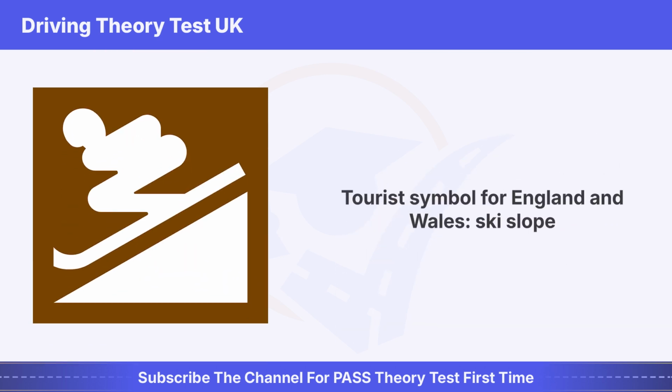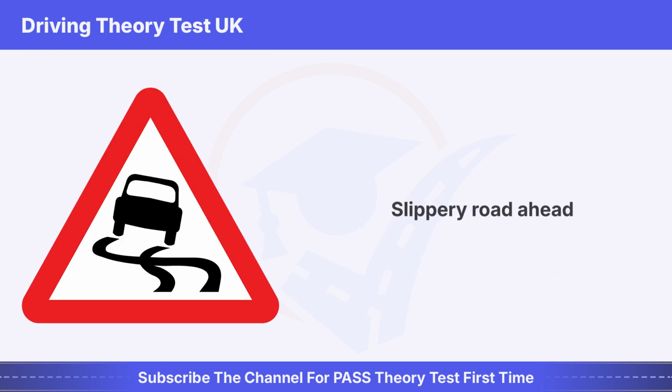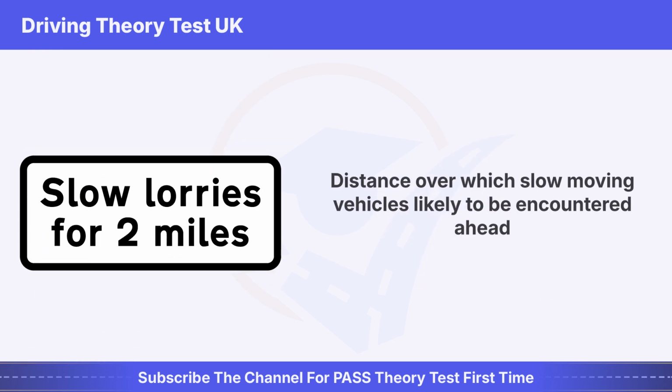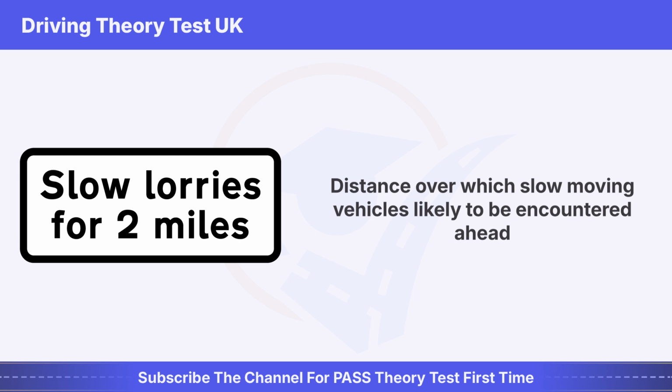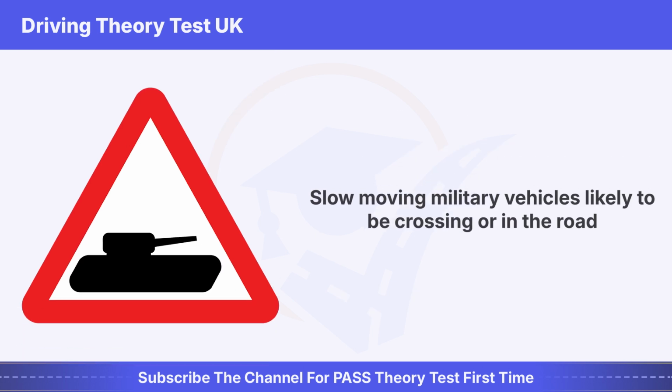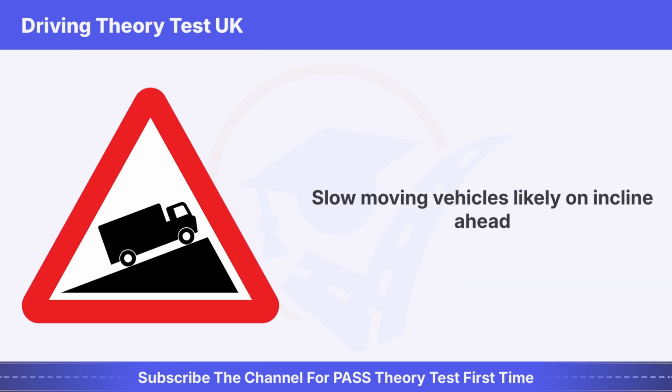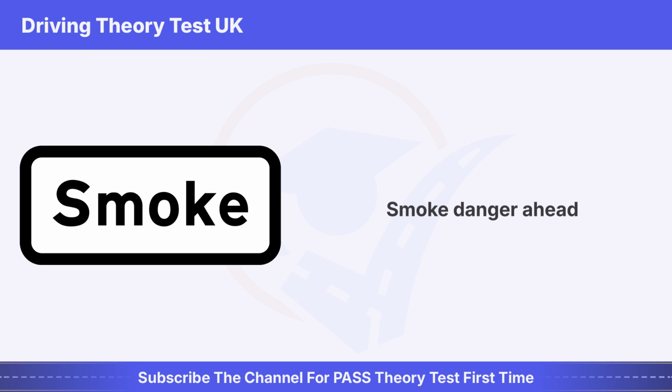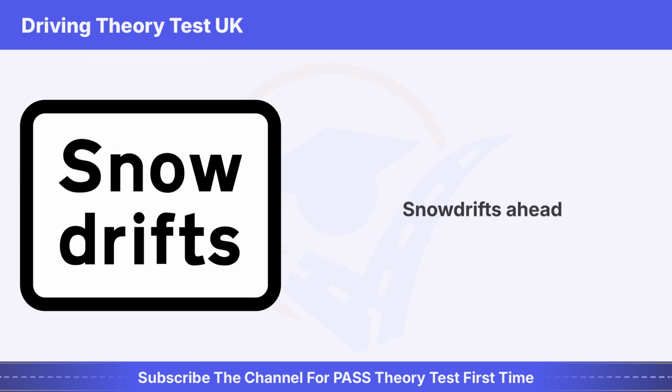Tourist symbol for England and Wales, ski slope. Slippery road ahead. Distance over which slow-moving vehicles likely to be encountered ahead. Slow-moving military vehicles likely to be crossing or in the road. Slow-moving vehicles likely on incline ahead. Smoke danger ahead. Snowdrifts ahead.